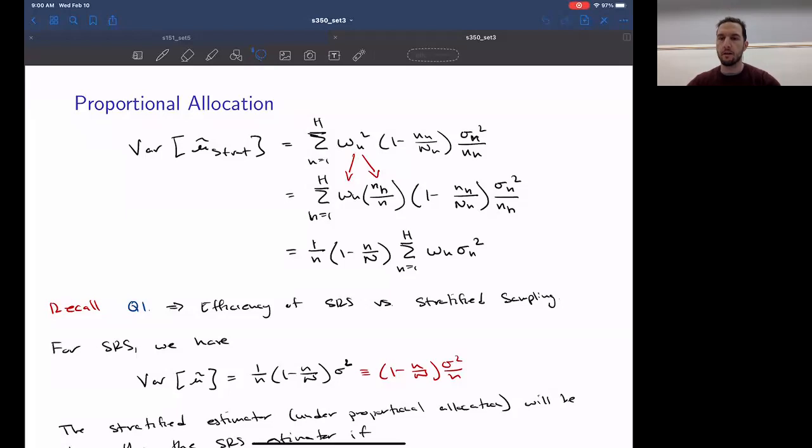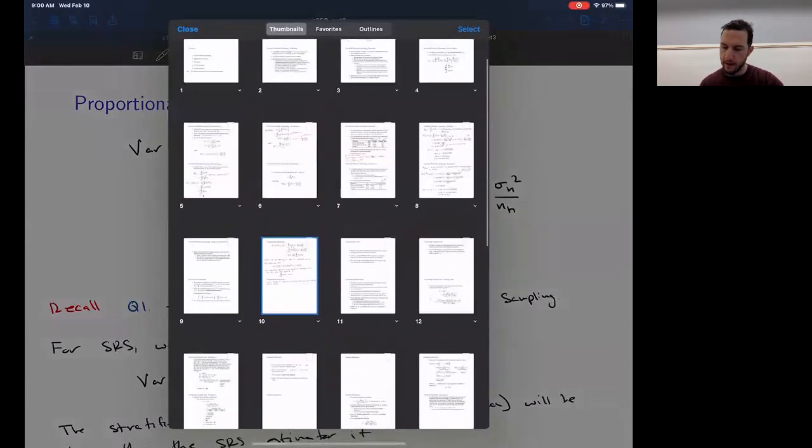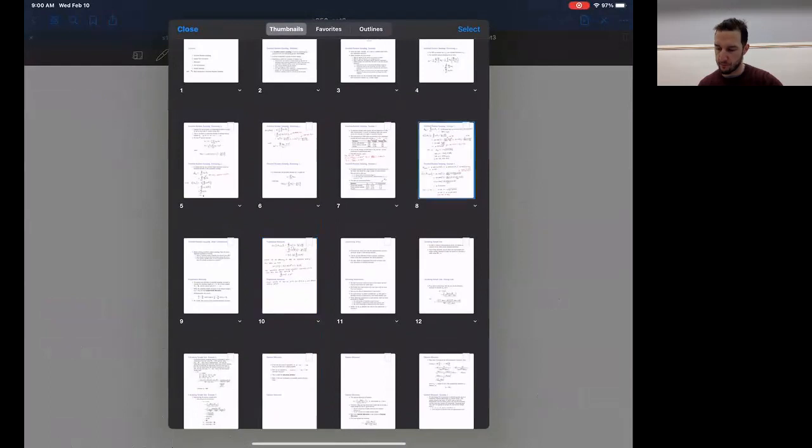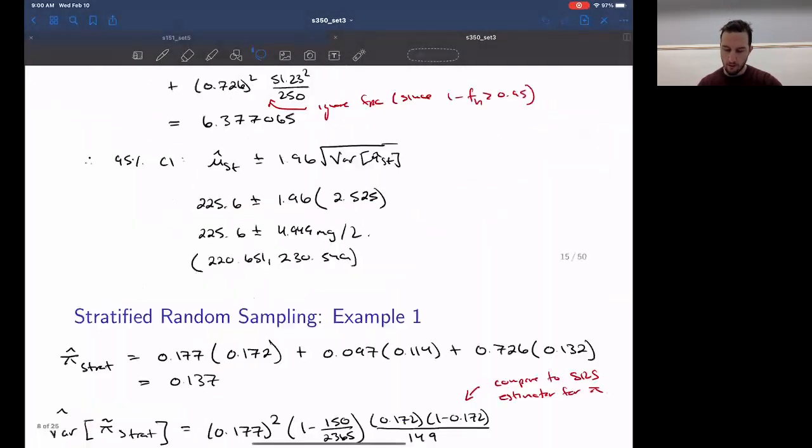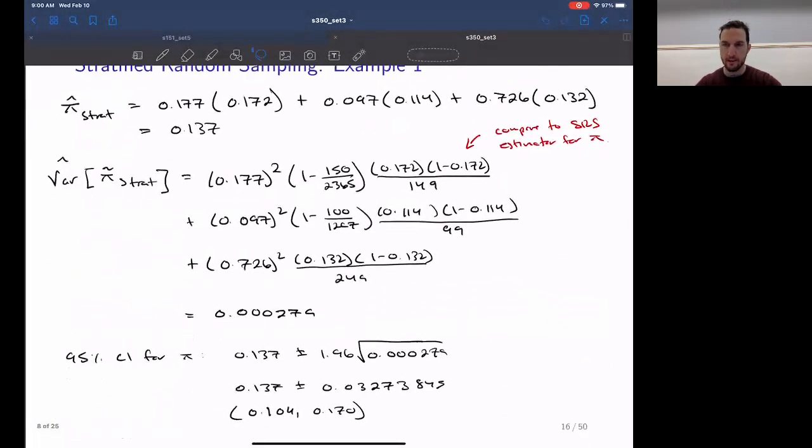Okay, so last class we continued with our discussion of stratified random sampling. And the first example that we looked at was an example where we computed the estimate of the population proportion based off of the stratified approach. So that example is given on slide 16.